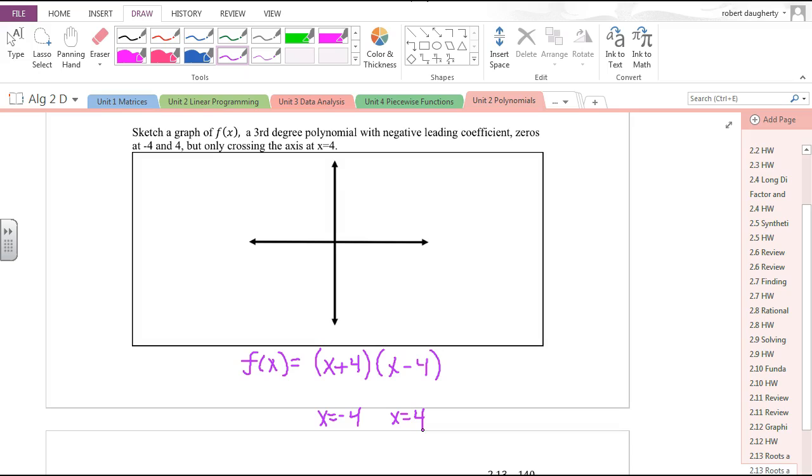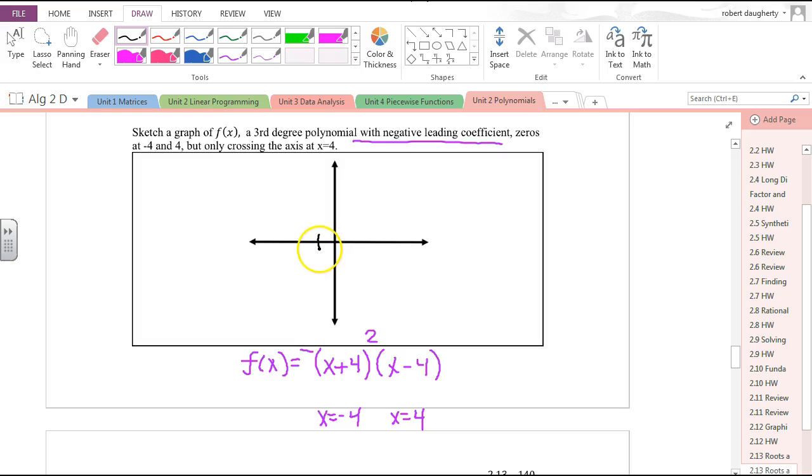That means it does not cross the axis at -4. So what that means is this has to be squared, okay? So this polynomial will cross at 4 and not cross at -4. Now, read it real close. Third degree polynomial with a negative leading coefficient. The way to make this a negative leading coefficient is to put a negative sign right in front of all of that. So that is a third degree polynomial, negative leading coefficient, crosses at 4 but not -4.